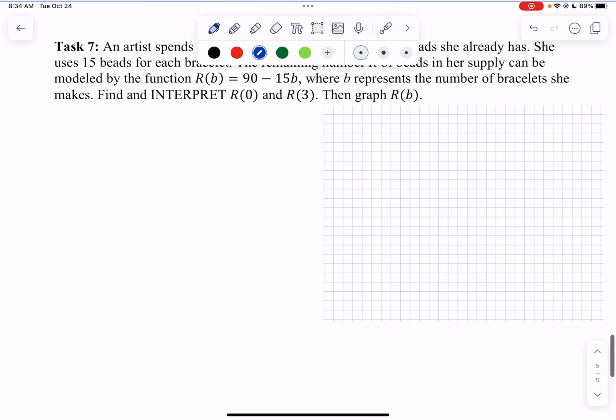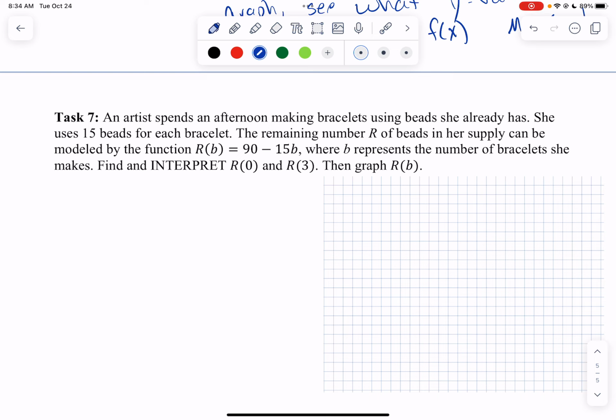All right, we have one last problem, an application type problem. So here we have an artist who spends an afternoon making bracelets using beads she already has. She uses beads for each bracelet. The remaining number of beads, so R is representing the remaining number of beads in her supply, can be modeled by the function. I'm going to write the function down here. R of B equals 90 minus 15B.